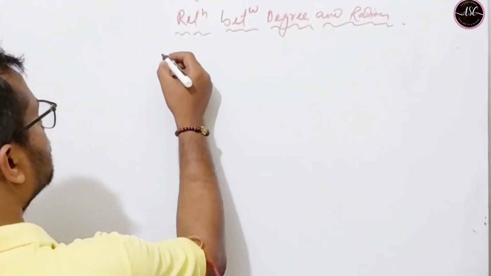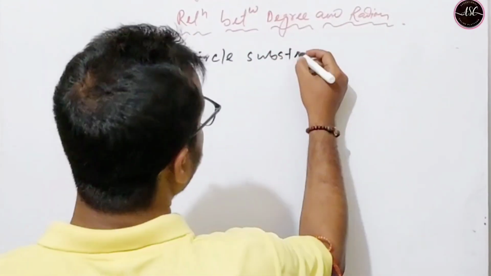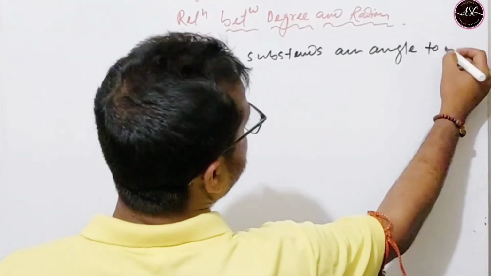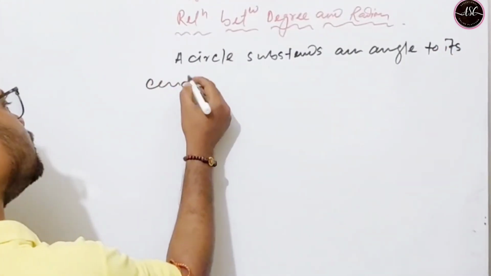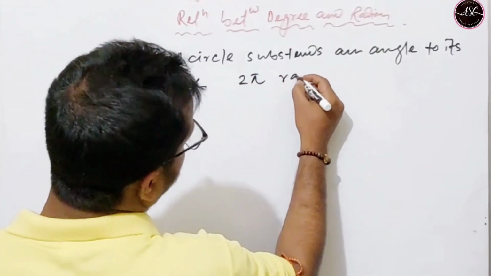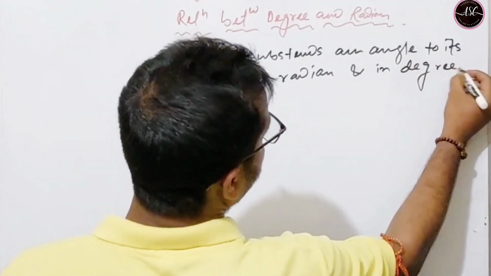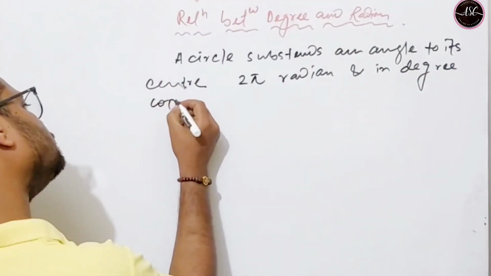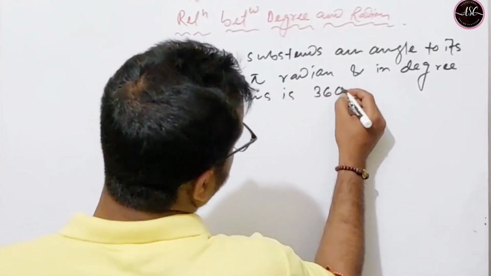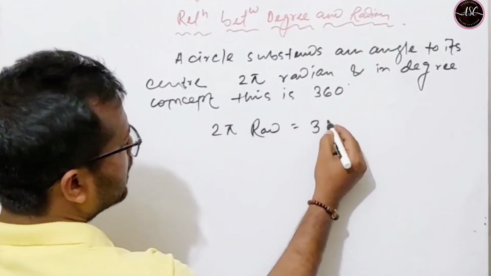We have seen that a circle subtends an angle to its center of 2 pi radian, and in the degree concept this is 360 degrees. So we can write 2 pi radian equals 360 degrees.